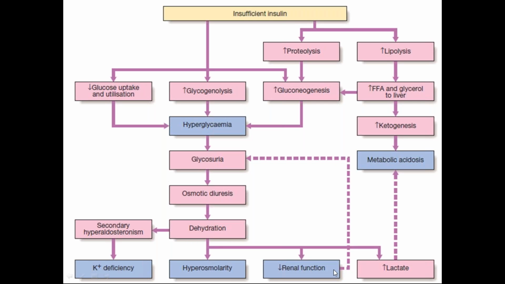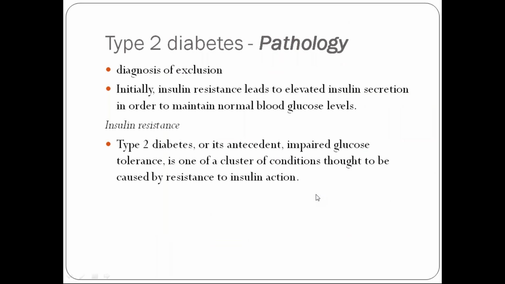So the renal function will be decreased, and there will be increased lactate production, leading to metabolic acidosis. There will be ketogenesis and increased free fatty acids and glycerol to the liver. So all these are the various metabolic abnormalities that occur in the body in cases of insulin deficiency. Now coming to the pathology of type 2 diabetes mellitus.